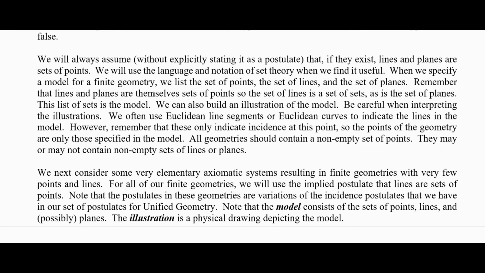We will assume, without explicitly stating it as a postulate, that if they exist, lines and planes are sets of points. I explicitly state that in my set of postulates for unified geometry, but in the geometries we're going to go through below, we will assume that if it's convenient. So that allows us to use the language and notation of set theory when we find it useful. When we specify a model for a finite geometry, we list the set of points, the set of lines, and the set of planes. Some of those may not exist, for example, in some models there won't be any planes. And remember that lines and planes are themselves sets of points, so the set of lines is a set of sets, as is the set of planes. The list of sets is the model.